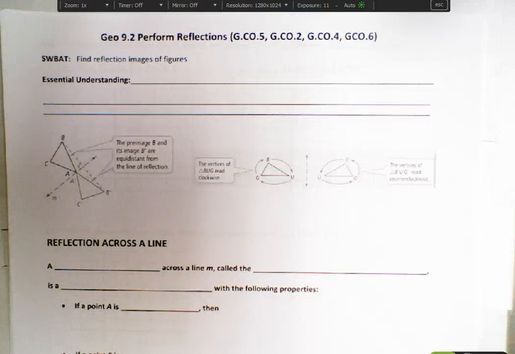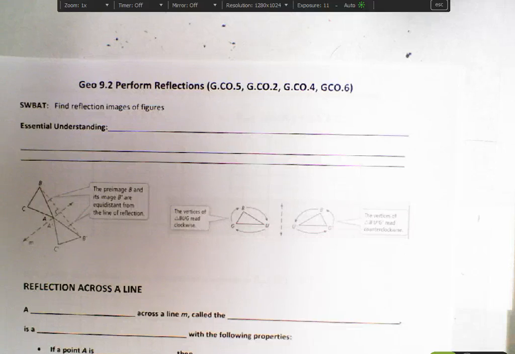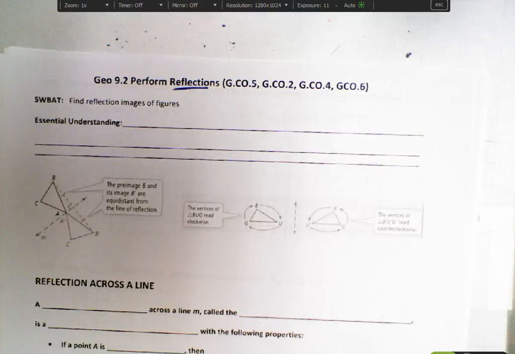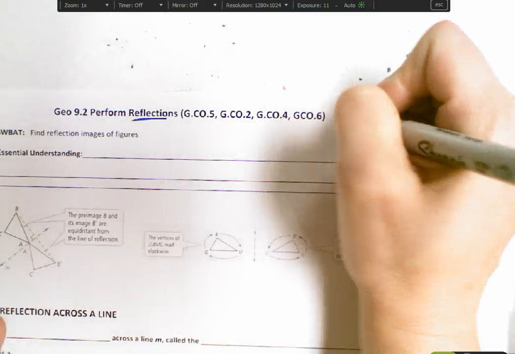Hi guys, we are back with chapter 9. We're looking at transformations. Today specifically we're going to look at reflections. So by the time we're done with our lecture we should be able to do reflections over given lines. So let's take a look.